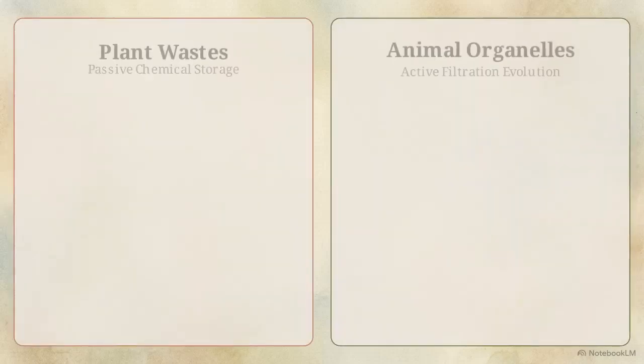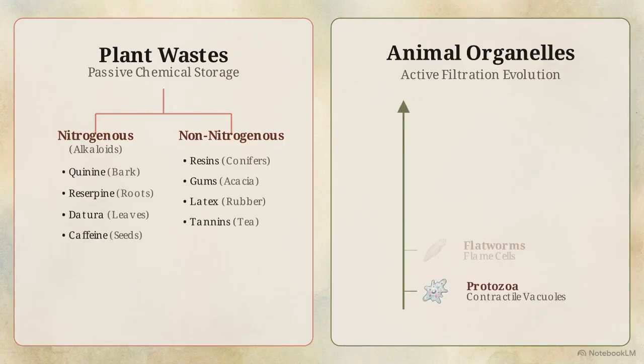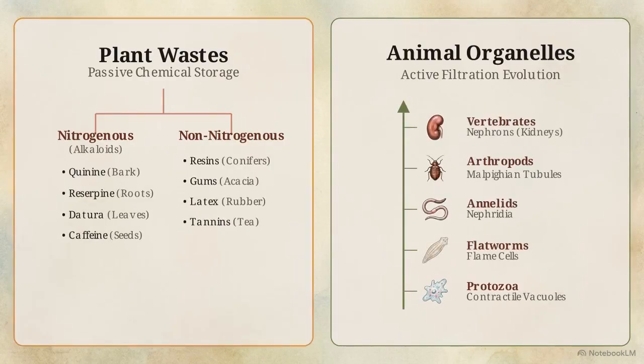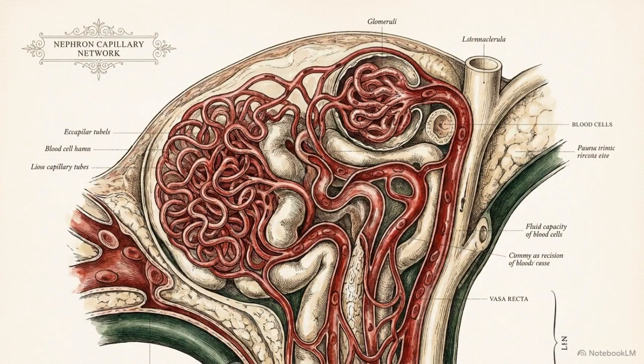Viewing the complete plant flowchart alongside the animal phylogenetic ladder clarifies the core dichotomy in how life handles metabolic exhaust. Plants rely on defensive biochemistry and structural tissue shedding. Animals rely on anatomical engineering and continuous fluid filtration.